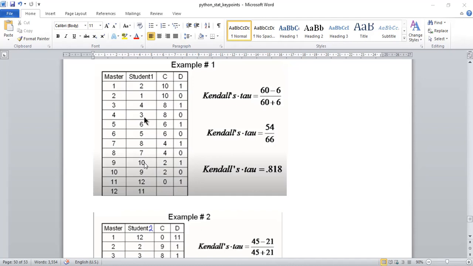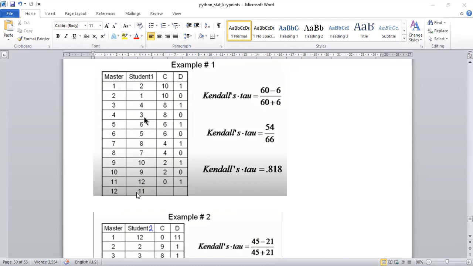For 10 it is 2 for concordant pairs and 1 for discordant pairs. For 9 it is 2 for concordant pairs, 0 for discordant pairs. For 12 it is 0 for concordant pairs and 1 for discordant pairs. And for 11 there is no value underneath it, so we will not compute concordant and discordant pairs for the value 11, because there is no value lying below 11. This is the last value.